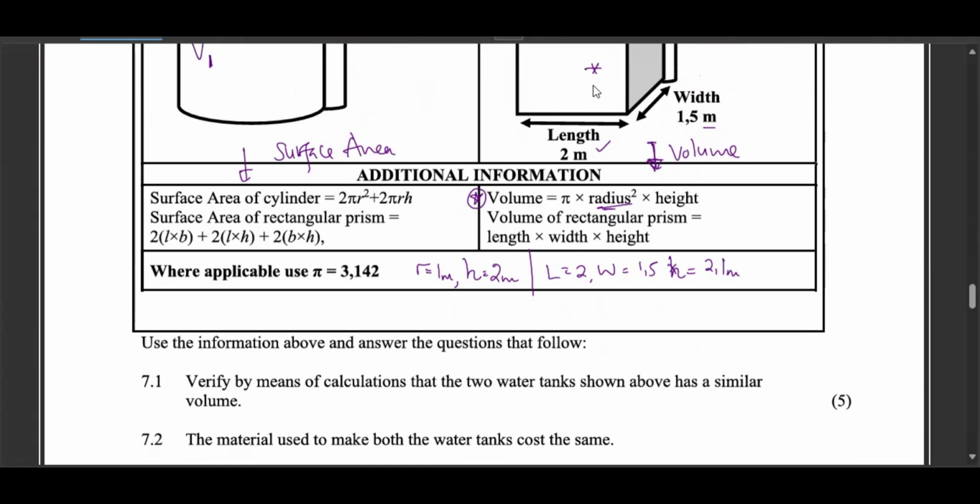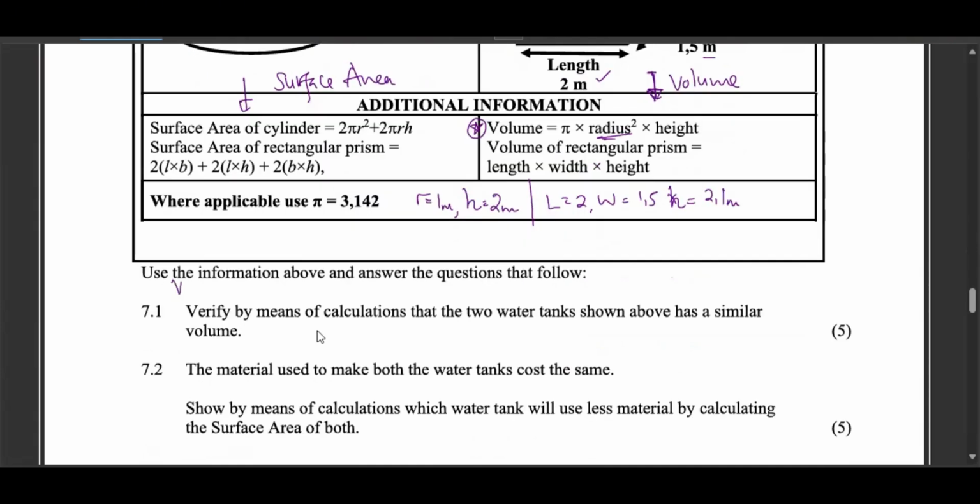Anyway, the volume of the first tank, what will it be? V1, the volume of the first tank, will be pi r squared h. Substitute: 3,142 times my radius, which is 1 squared, times the height, which is 2. Here 1 squared is the same as 1. So 3,142 times 2, you get 6,284. These are meters cubed. Put it aside.